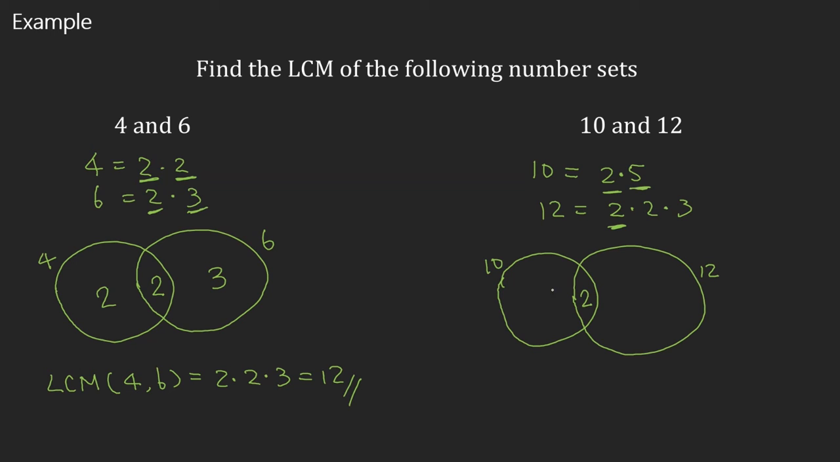Then we have a 5 that belongs to the 10. We have another 2 that only belongs to number 12, and we have a 3 that belongs to the number 12. Okay, so the LCM of 10 and 12 equals the product of all the numbers in the Venn diagram, and that equals 60.